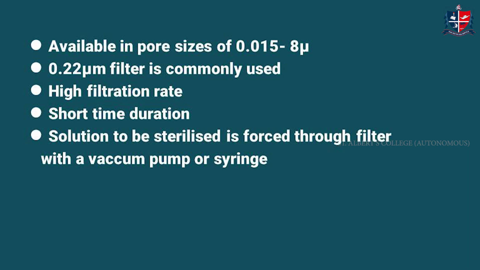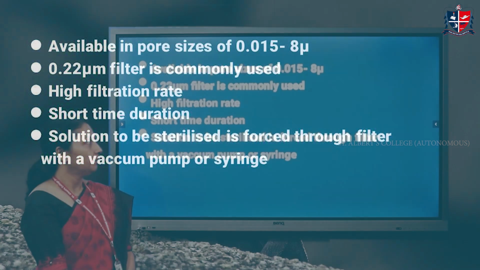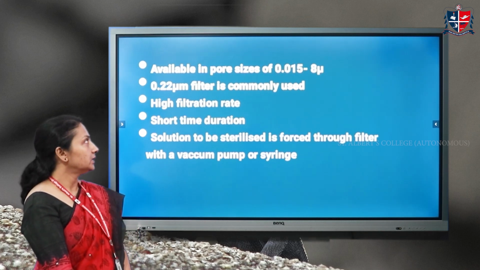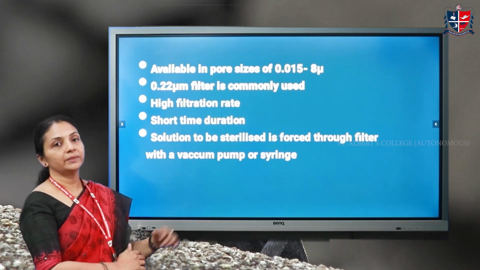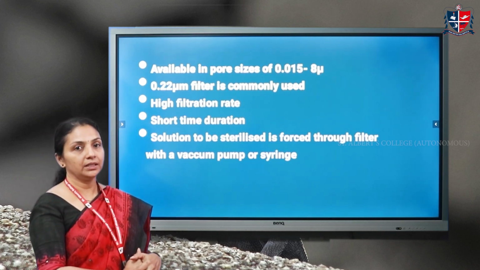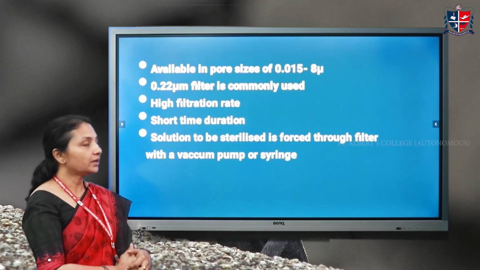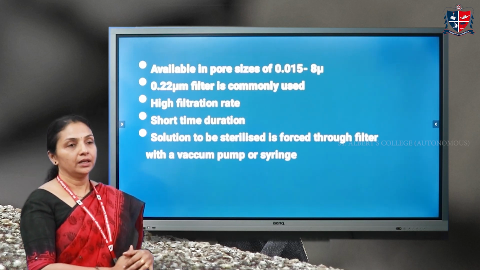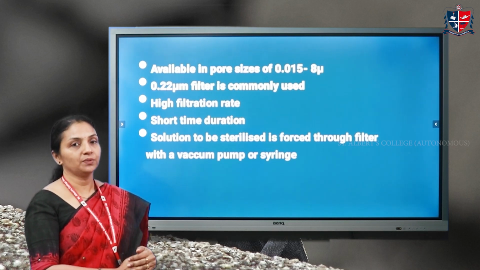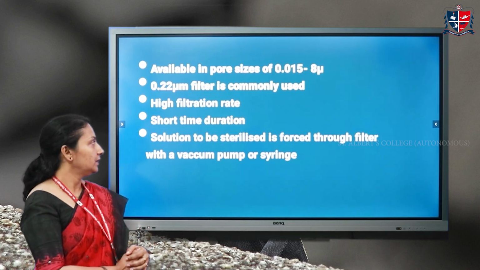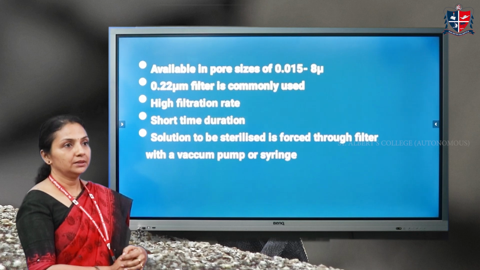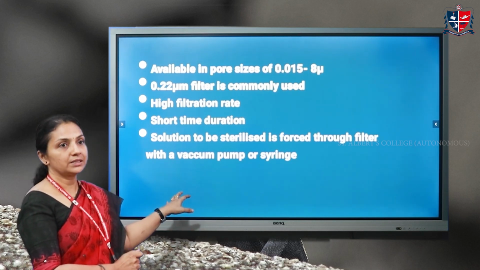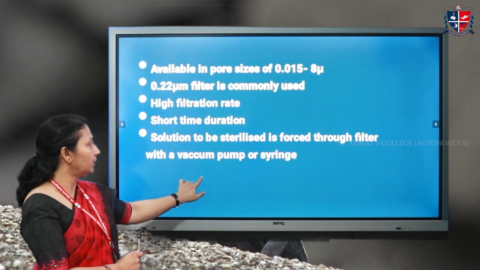Millipore filters are available in pore sizes of 0.015 to 8 micrometers in diameter, and 0.22 micrometer is the most commonly used. It has a high filtration rate, that is, within a short duration you can filter quite a large volume of liquid passed through this filter. The solution to be sterilized is usually forced through the filter with the help of a vacuum pump or syringe.